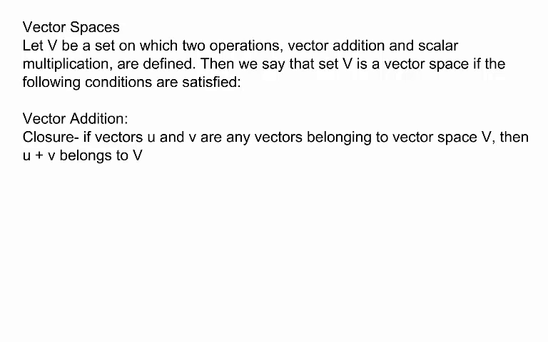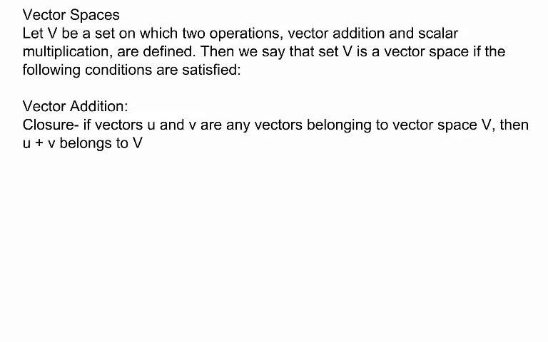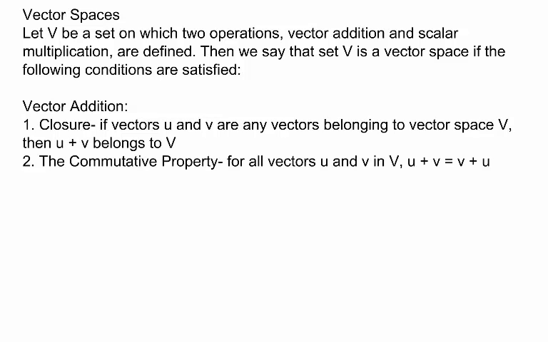First, let's talk about the conditions we need to satisfy for vector addition. The closure property: if vectors u and v are any vectors belonging to vector space V, then u plus v belongs to V, the vector space. The commutative property, which says that for all vectors u and v in V, u plus v is equal to v plus u.